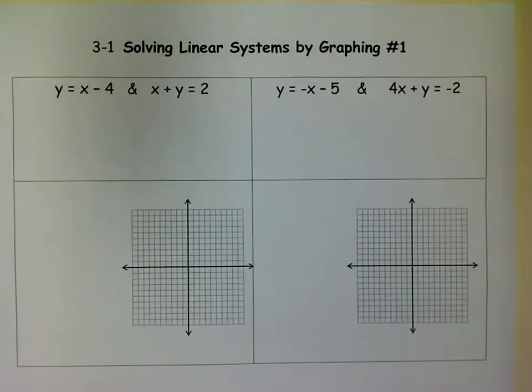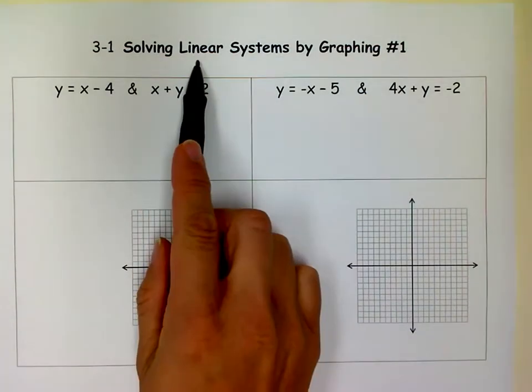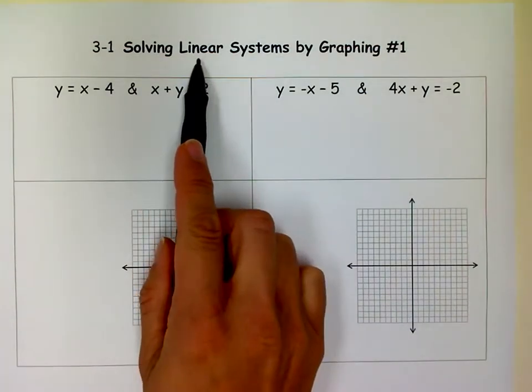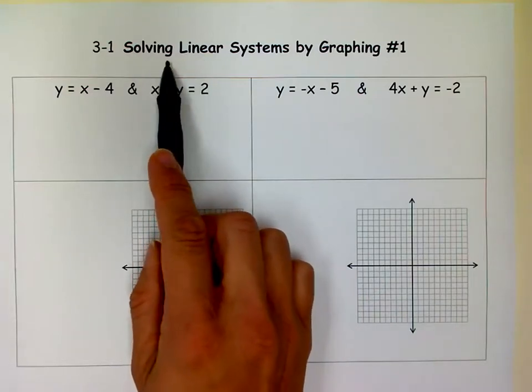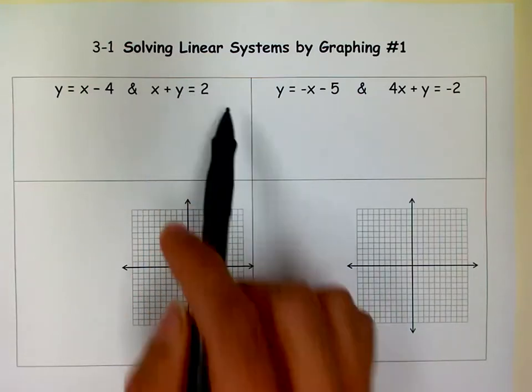We're going to solve some linear systems using the method of graphing. There are 3 different methods, but for this one we're going to use graphing. Remember, linear means line, so we're actually finding out where 2 lines intersect. That's what the solution would be: the point or points where they intersect.